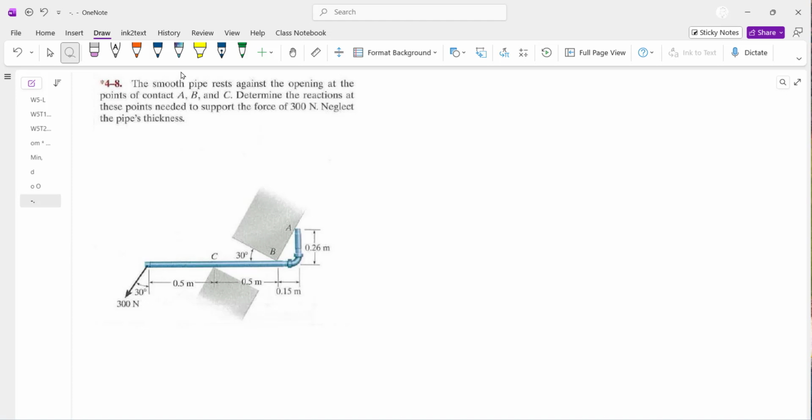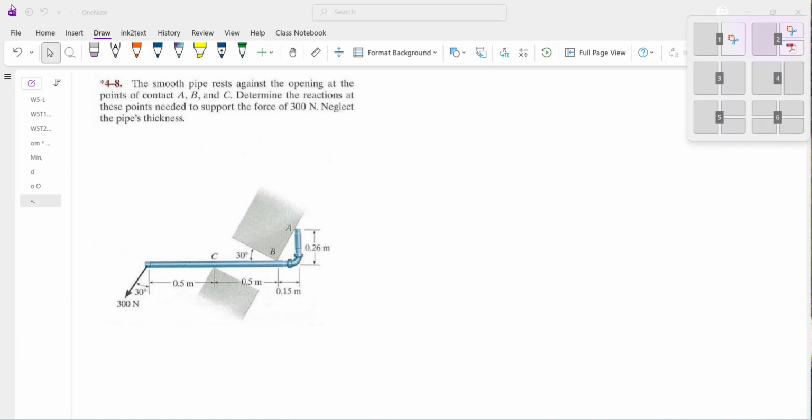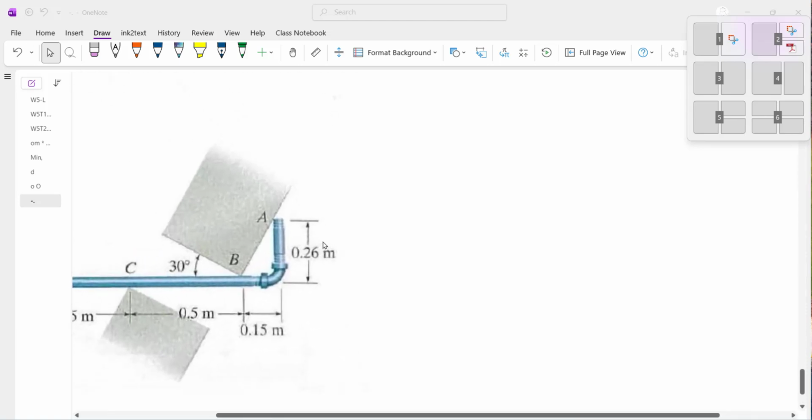So let's see. The big question is, we know that with the contact support the reaction would be normal, but the question is whether that reaction is normal to the pipe or normal to the concrete. I know that some of you might be able to just figure out the direction, but let's see how systematically this can be found. So let's pretend you don't know whether that reaction is normal to the concrete or normal to the pipe. How can you find out?